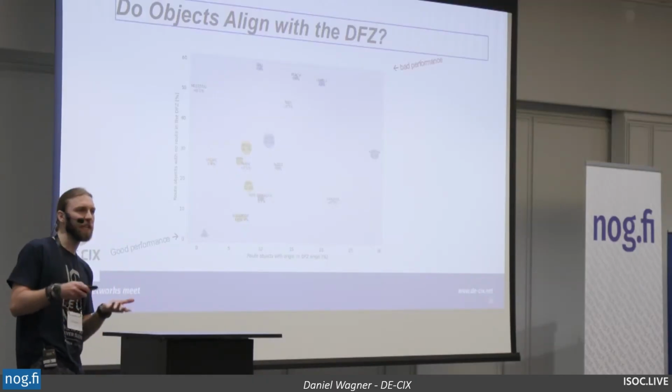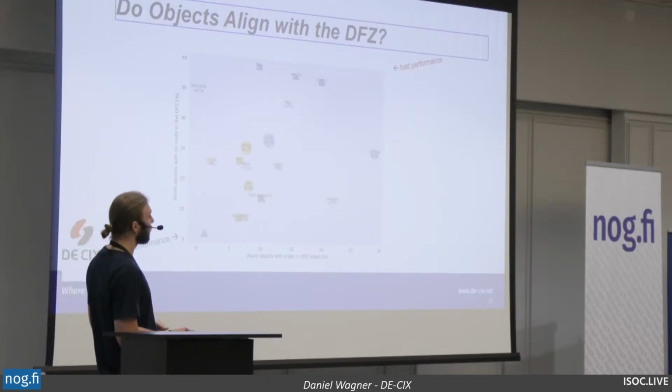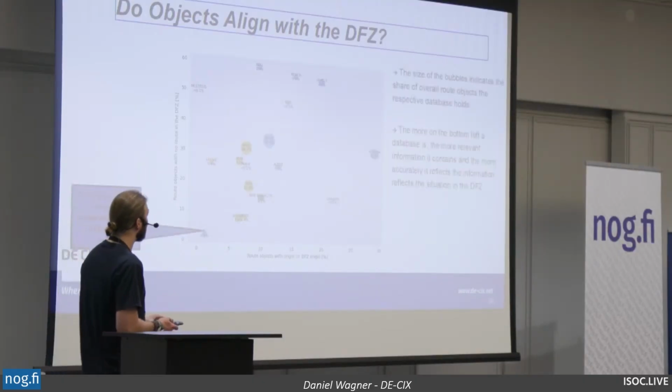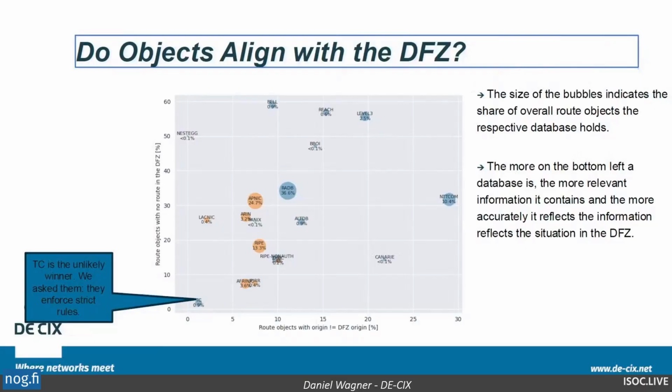So we just use it as a metric. The more objects we found that have this attribute, the higher up the database is being plotted. TC, once again, hell yes. My shout out to these guys, very good work.